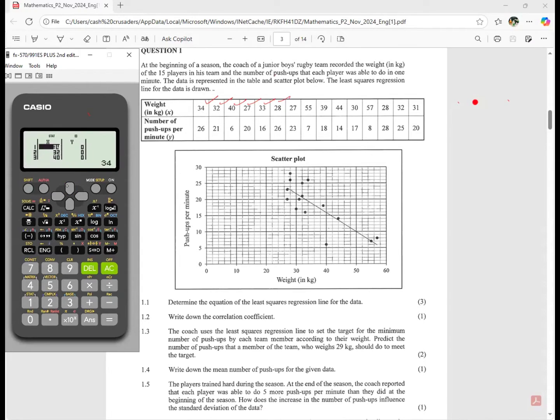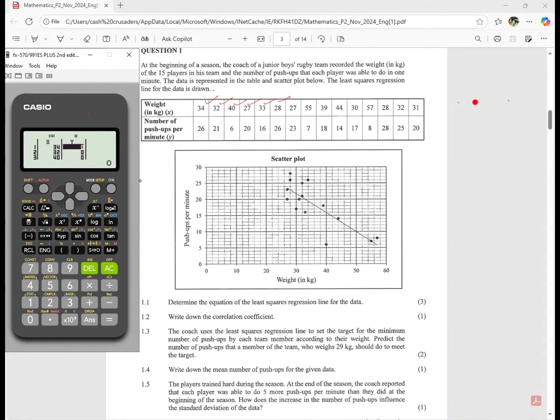Then what you need to do is confirm. Before you can do anything, confirm again if those values are correct. So we have 34, 32, 40, 27, 33, 28, 27, 55, 39, 44, 30, 57, 28, 32, and then 31. So we are fine with that one, right?